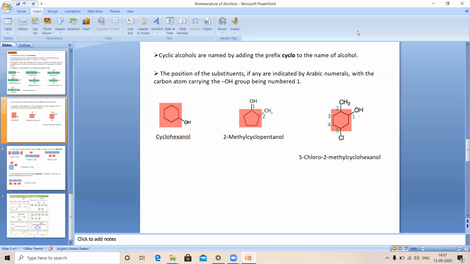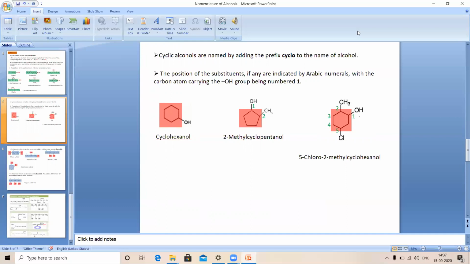Take the second example. Here this is a ring of 5 carbon atoms, so the parent alkane is pentane. Remove the "e", add "ol", so pentanol. But at carbon number 2 there is a methyl group. That's why write the number and name: 2-methylcyclopentanol.